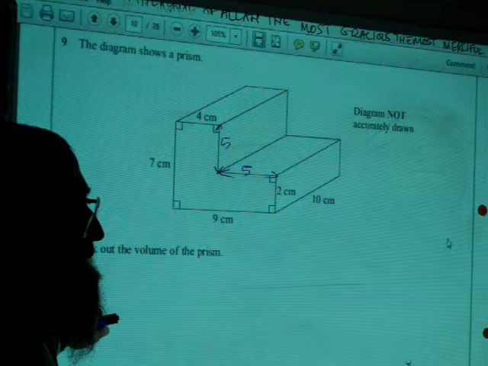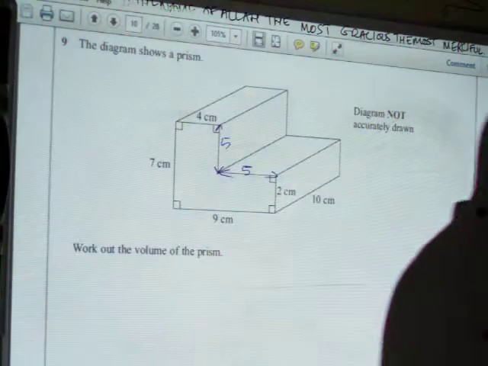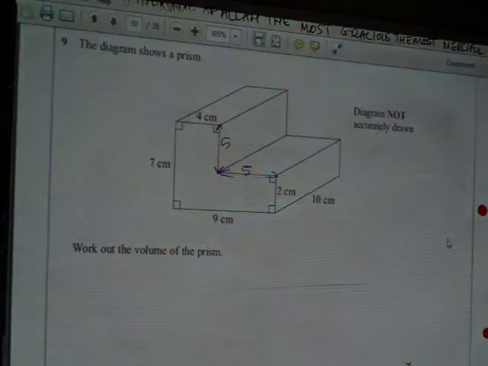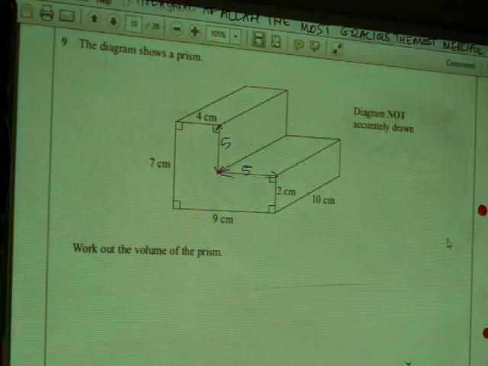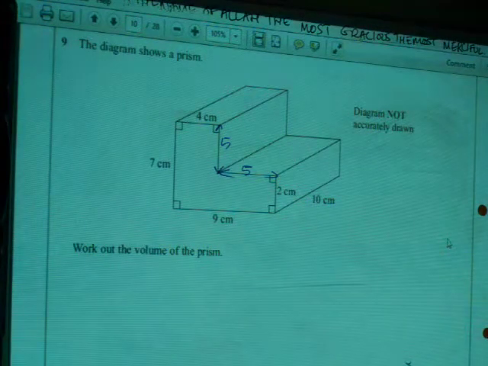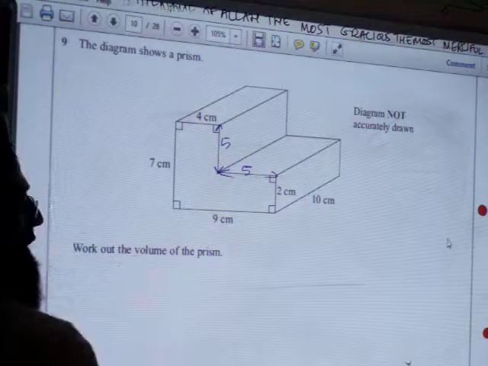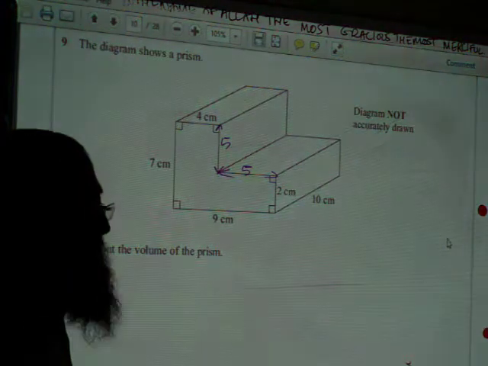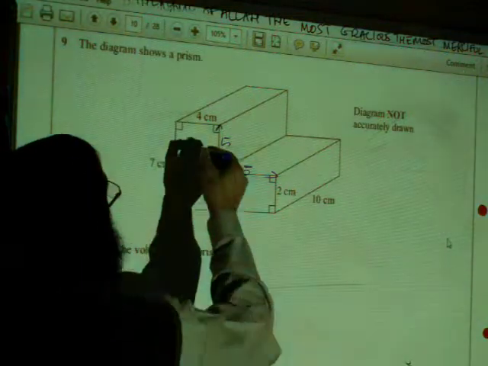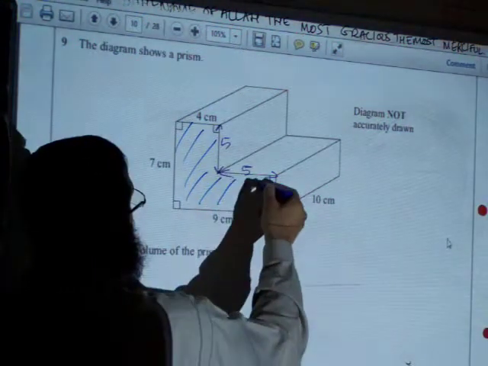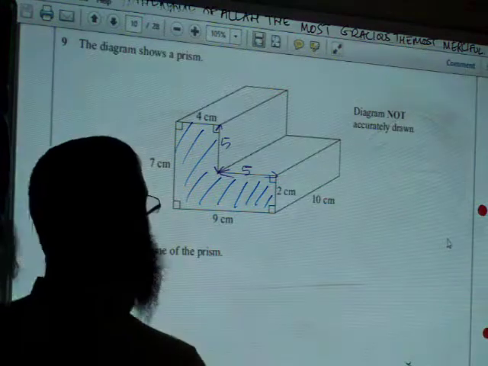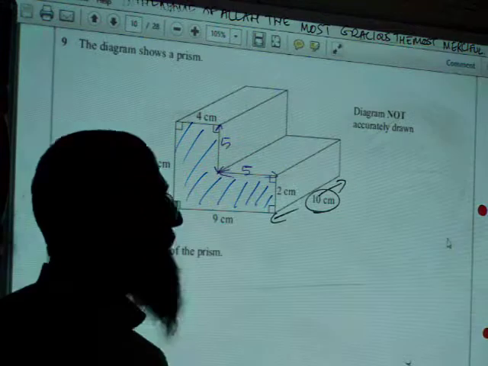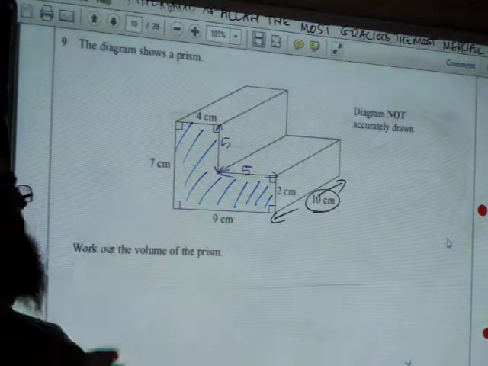Okay, let's look at the volume of the prism. Just give me a moment, please. Now, the volume of the prism: give me the general idea. The general idea for working out the volume of a prism is we work out the area of the cross section and then we multiply it by, in this case, the width, how thick the shape is. Okay, let's work out the area of the shape here.